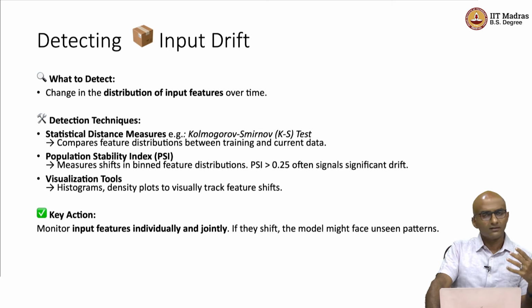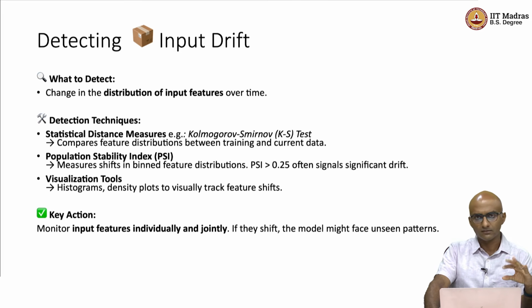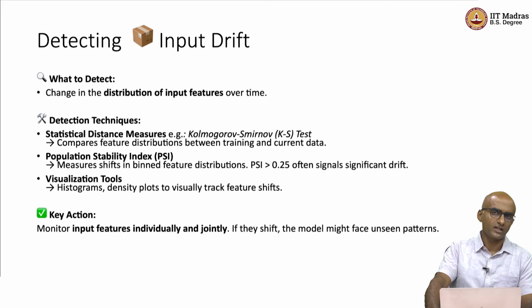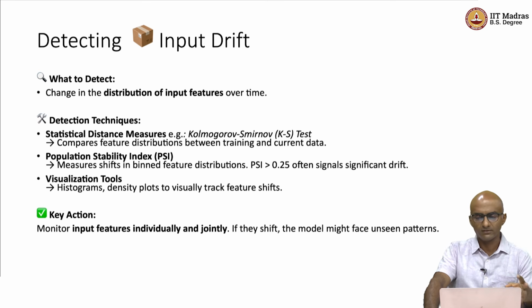The third angle is, of course, visualization: histograms, min-max outliers, density plots. You can use all of that to look at individual features and how they have changed over a period of time. The key thing here is to monitor features, both individually as well as jointly, and look for changes in distribution. You don't need to do this every time. You can do it once in 3 months, once in 6 months. You determine the frequency based on the applicability for your business.